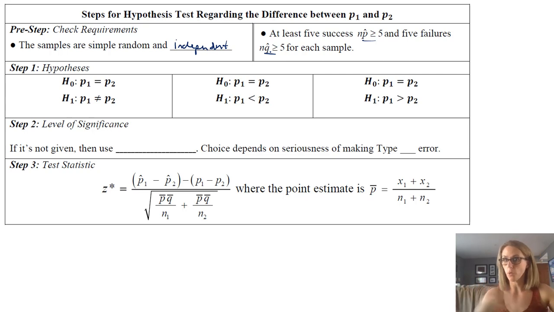Success might be like you're voting in the next election, or you're not voting in the next election. You still need to have enough of those occurring so that the distribution looks normal, so that you can use the Z table, the Z normal distribution.